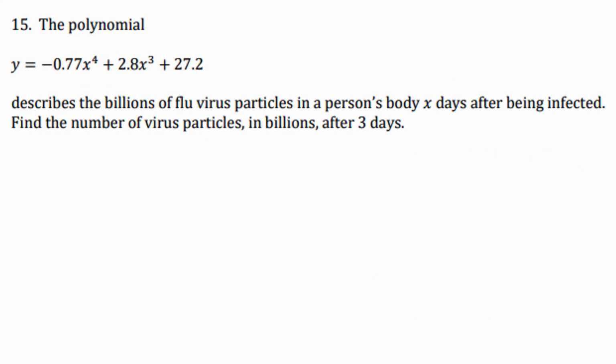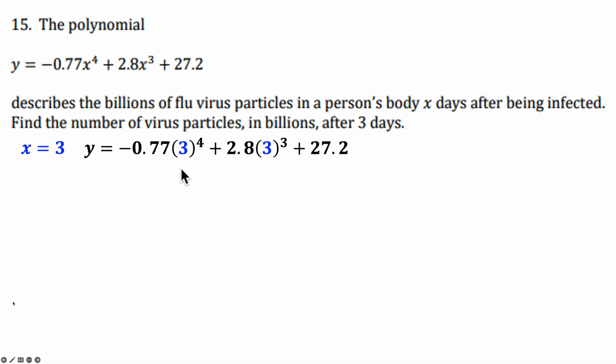15, our formula here, y equals negative 0.77x to the fourth plus 2.8x to the third plus 27.2 describes the billions of flu virus particles in a person's body x days after being infected. Find the number of virus particles in billions after 3 days. So x is going to be 3. Again, show the substitution in your paper, and then let the calculator crunch the numbers.